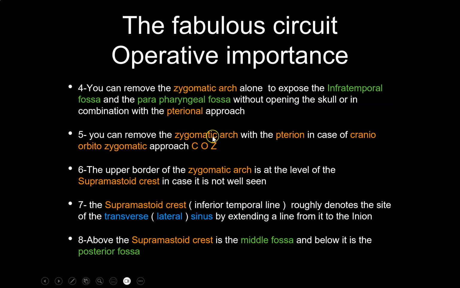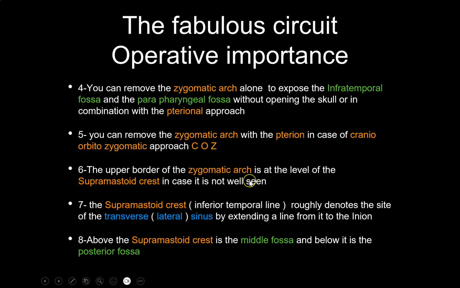You can remove the zygomatic arch with the pterion in case of the cranio-orbitozygomatic approach, which is a very famous approach, what we call COZ or mini COZ. You go down, remove the zygoma to see up. So for lesions in the interpeduncular fossa, up situated, you have to go down to see more of up. So we take out the zygoma with the pterion and with the zygomatic arch, called the cranio-orbitozygomatic approach.